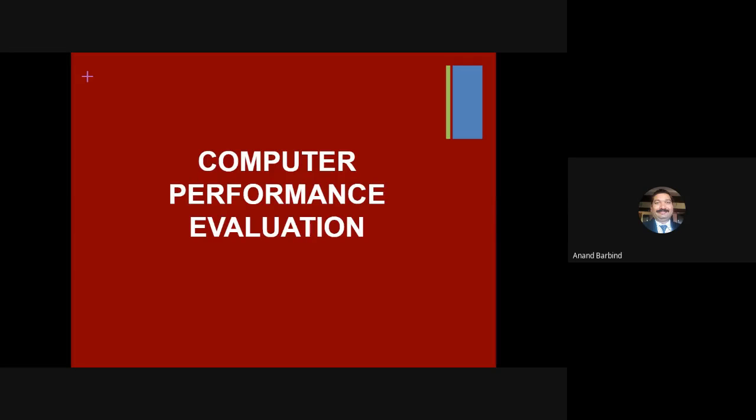Let us go for the next topic. The next topic that we discuss in computer organization is computer performance evaluation. So, what do you understand by computer performance evaluation? It is the evaluation of the performance of the computer, how better it performs.